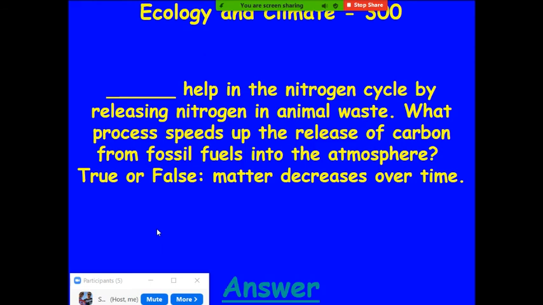Blanks help in the nitrogen cycle by releasing nitrogen in animal waste. What do we call those organisms that release nitrogen in animal waste? What process speeds up the release of carbon from fossil fuels into the atmosphere? True or false? Matter decreases over time?